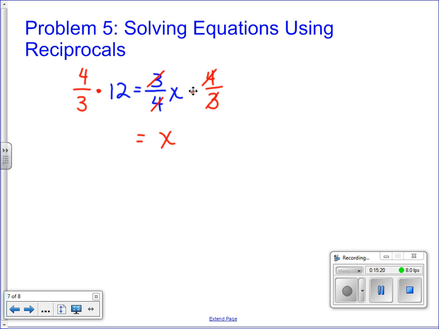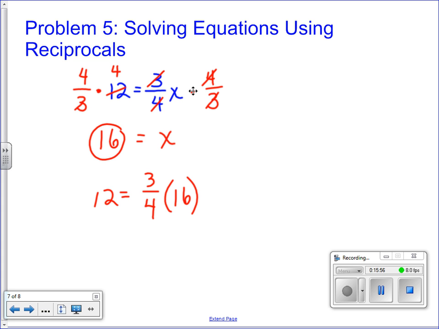On the other side, 12 times 4 is 48, divided by 3 is 16. Or you might notice that 3 goes into 12 4 times, and 4 times 4 is 16. Either way, you should get the same answer. And checking our work, 12 is equal to 3/4 times 16. And double check to make sure that you do get 12 when you take 3/4 times 16.